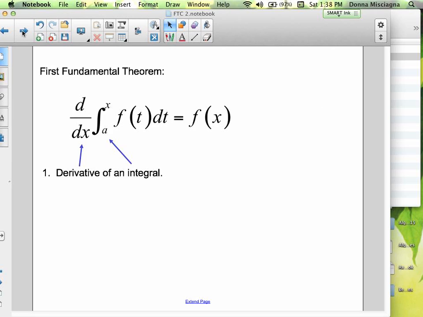Okay, so actually this should say second fundamental theorem, but just know that we're going to the function.